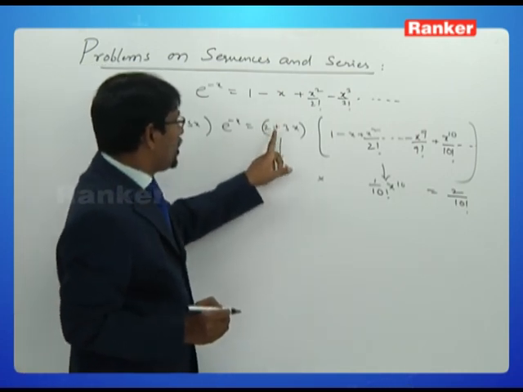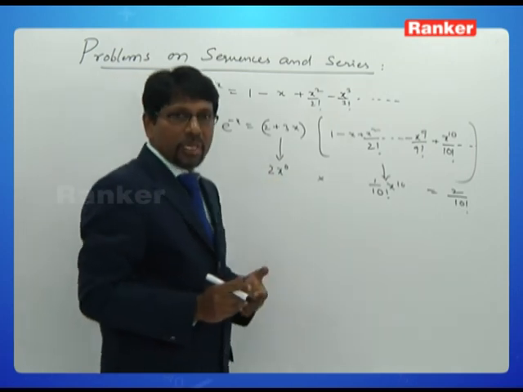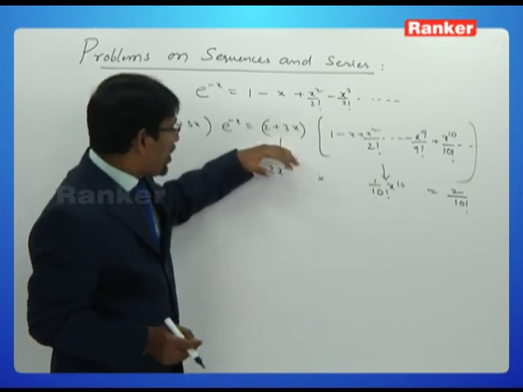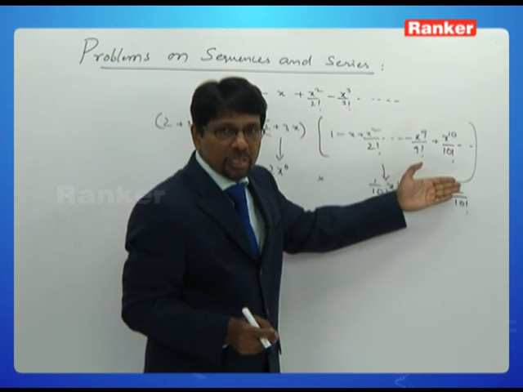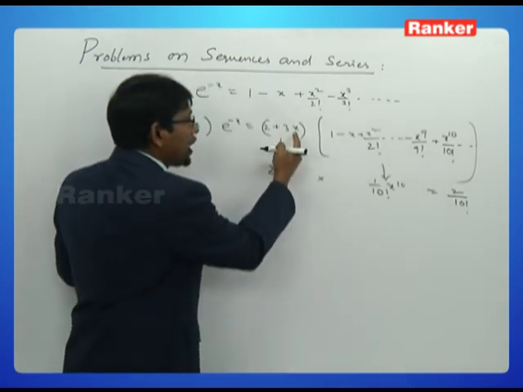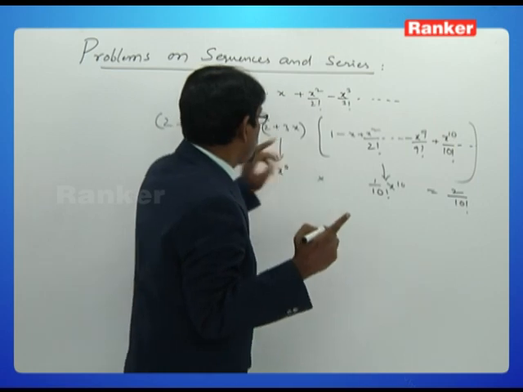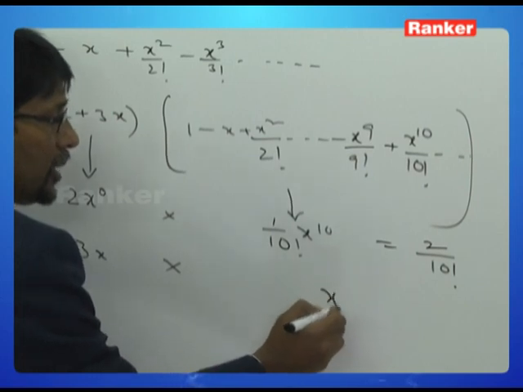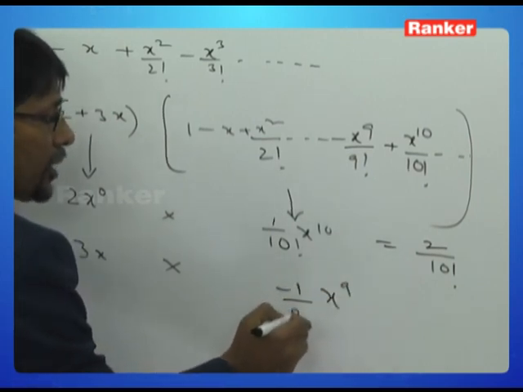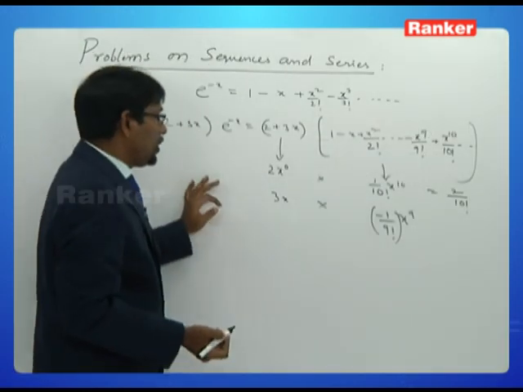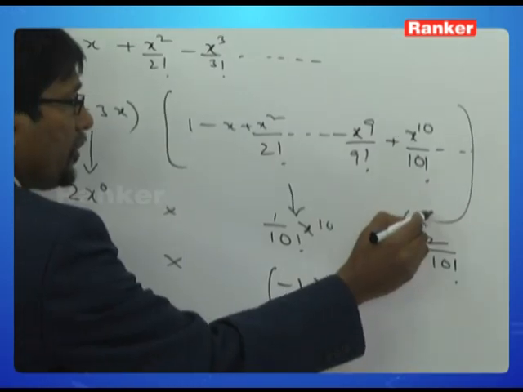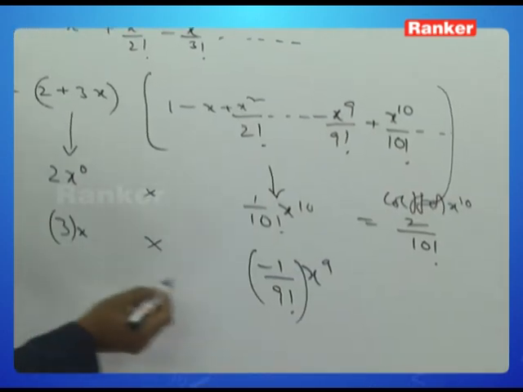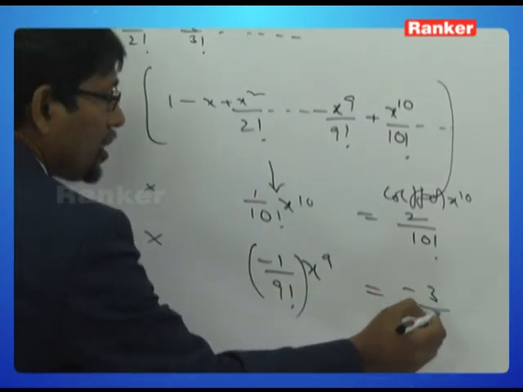Now how else can we pick up the x power 10 term? You can take an x power 1 term from the first factor and an x power 9 term from the next factor. x power 1 term comes with 3 as the coefficient, so 3x, and the x power 9 term comes with the coefficient minus 1 by 9 factorial. So when I am picking up the coefficient of x power 10, that makes it 3 into minus 1 by 9 factorial, so minus 3 by 9 factorial.